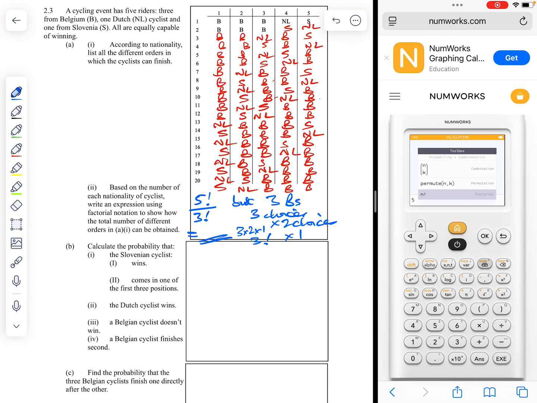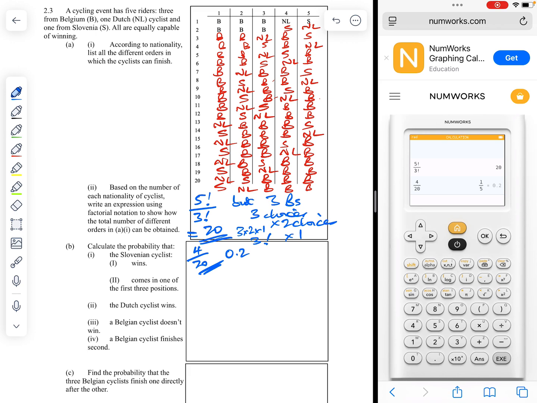With the calculator, 5, then if we go to toolbox, we happen to be ready with the factorial. If we go across 1, divided by 3, toolbox factorial, and we get 20, which matches the 20 in the list. B. Calculate the probability that the Slovenian cyclist wins. 1, 2, 3, 4. That's it. We have our list. We can just read off the answers, 4 ways out of the 20. 4 divided by 20, and we get 0.2.